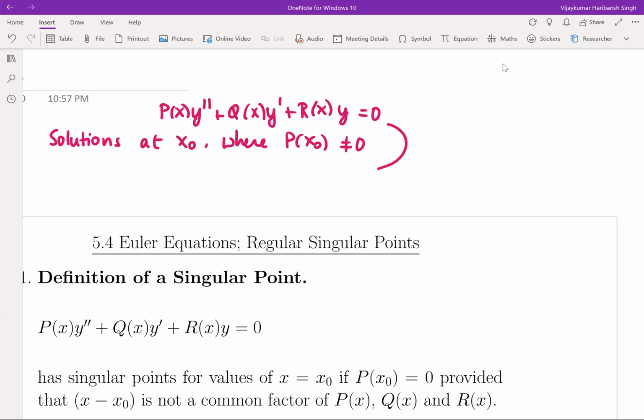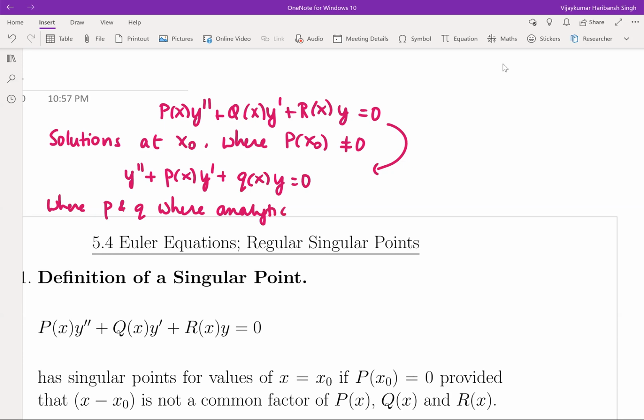Or equivalently, they were also given by the following. You had y double prime plus p(x) y prime plus q(x) y equals to 0, where p and q were analytic at x naught, and we were looking at the power series solution at 0.